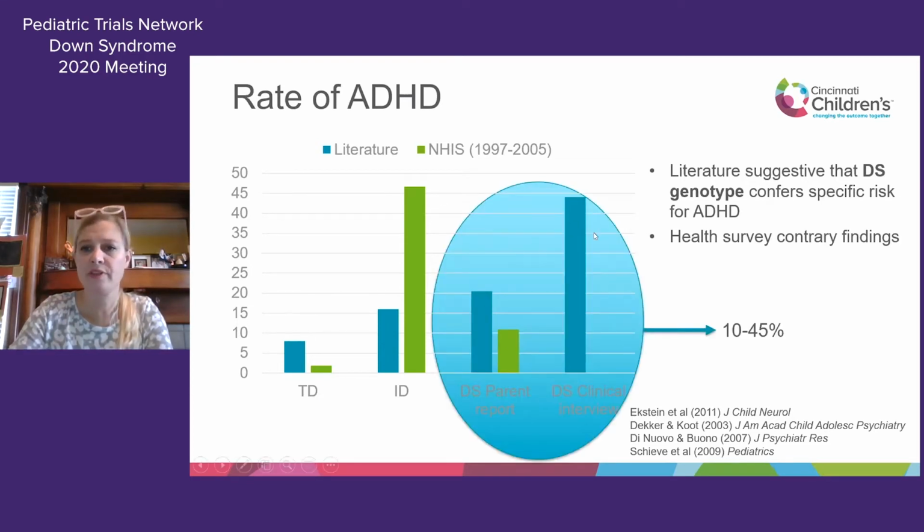So whether or not we think there's a genetic risk or whether or not we think there are contrary findings, I think we can agree that the reports in the literature and in national surveys suggest that the rate of ADHD in individuals with Down syndrome is about 10 to 45%, which is still alarming when we're looking at the rates in the general population.